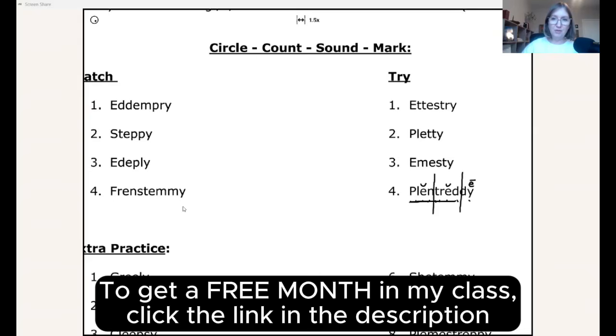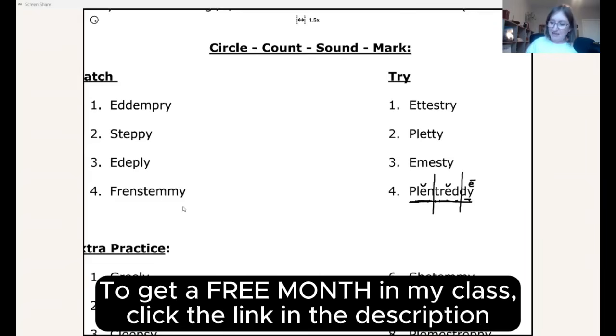Plen tread. Make sure you grab that R. Putting plen tread on the shelf, starting with the last syllable. D, E, D. Bringing it all together. Plentready. Plentready. How did you do on plentready?